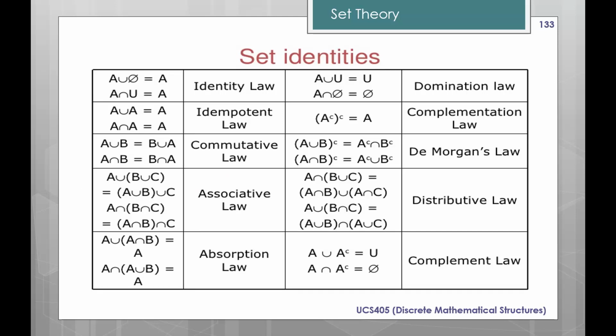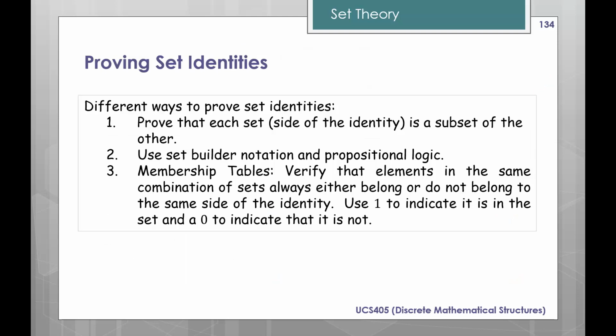These are the set identities which we have already covered under the topic on operations of sets. We have studied different laws: identity law, idempotent law, commutative law, associative, absorption, domination, complementation, De Morgan, distributive, complement law. Now we are going to study the proof of these set identities.